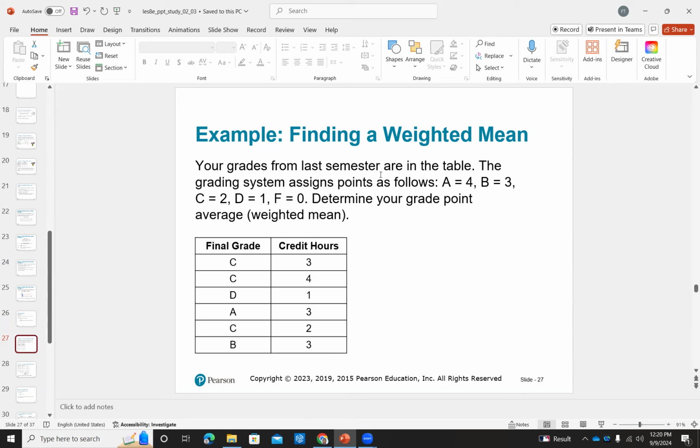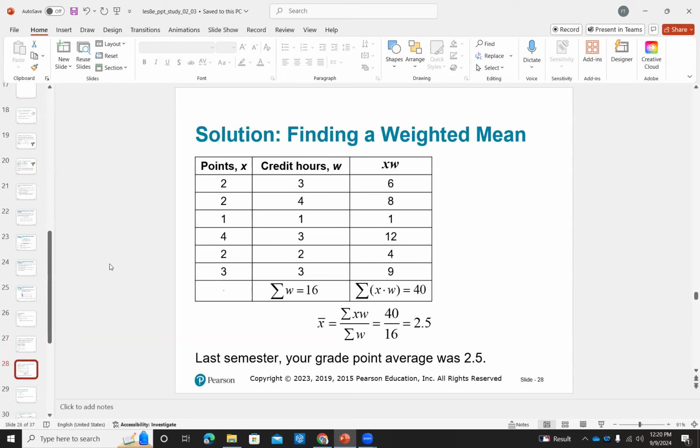Your grades from last semester are in the table. The grading system assigns points as follows: A is 4 points, B is 3, C is 2, D is 1, F is 0. Determine your grade point average, which is a weighted average. If you receive a C in a class which is 3 credits, it's not the same effect as getting a C in a class which has 4 credit hours. So with this table, we're going to calculate the GPA using the weighted mean.